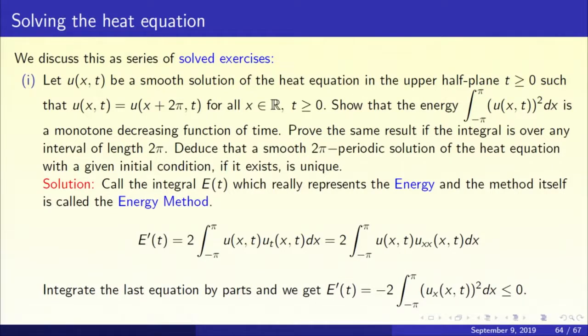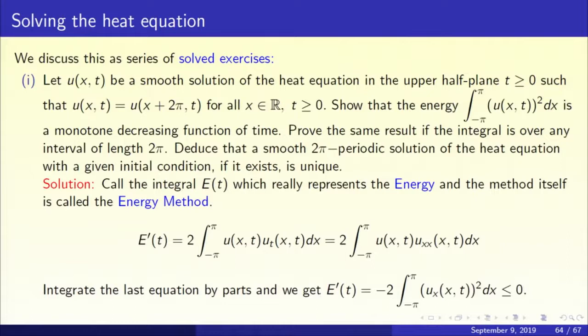Now we must integrate by parts. One derivative will shift from the u_xx term and go to the other term. You will pick up a minus sign. You get E prime of t equal to minus twice the integral from minus pi to pi of u sub x squared dx.